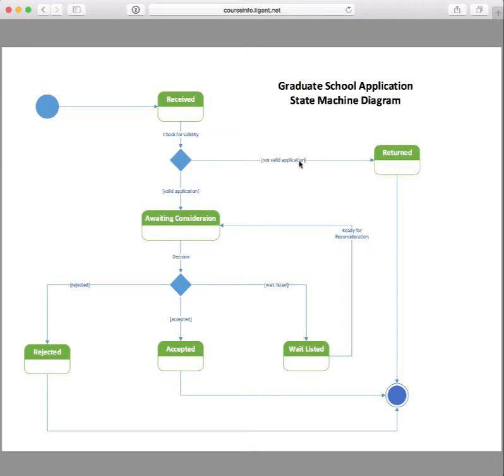They should be mutually exclusive. For instance, if you pass one of the tests, it should mean that you fail the other one. So here are my tests. Valid application, not valid application. Well, that makes sense, right? So if we have a valid application, then we're going to go to awaiting consideration. Okay? If not, then we're going to go to returned. Okay?